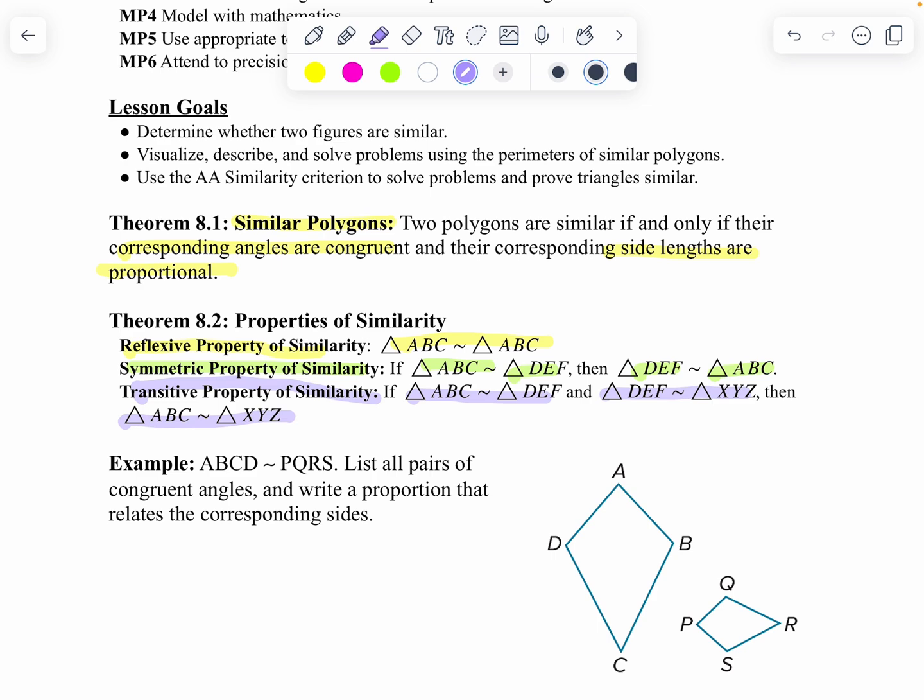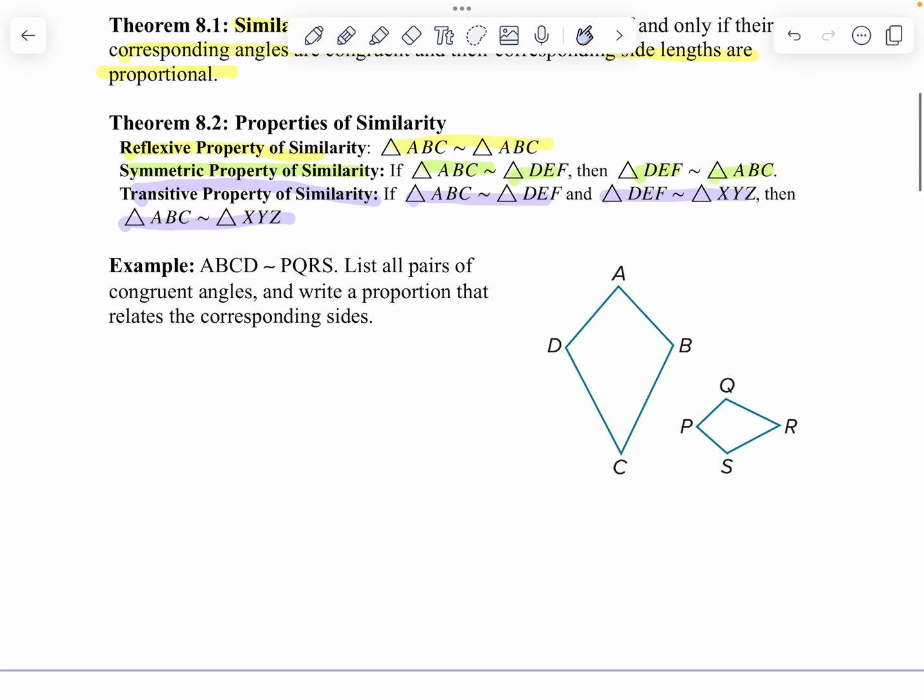Now, on our first example, we have two shapes that are similar. I want to list the pairs of congruent angles. We can look at that shape, and I can look at the name. Notice angle A and angle P correspond. So that tells me angle A and angle P are congruent. So angle A is going to be congruent to angle P.